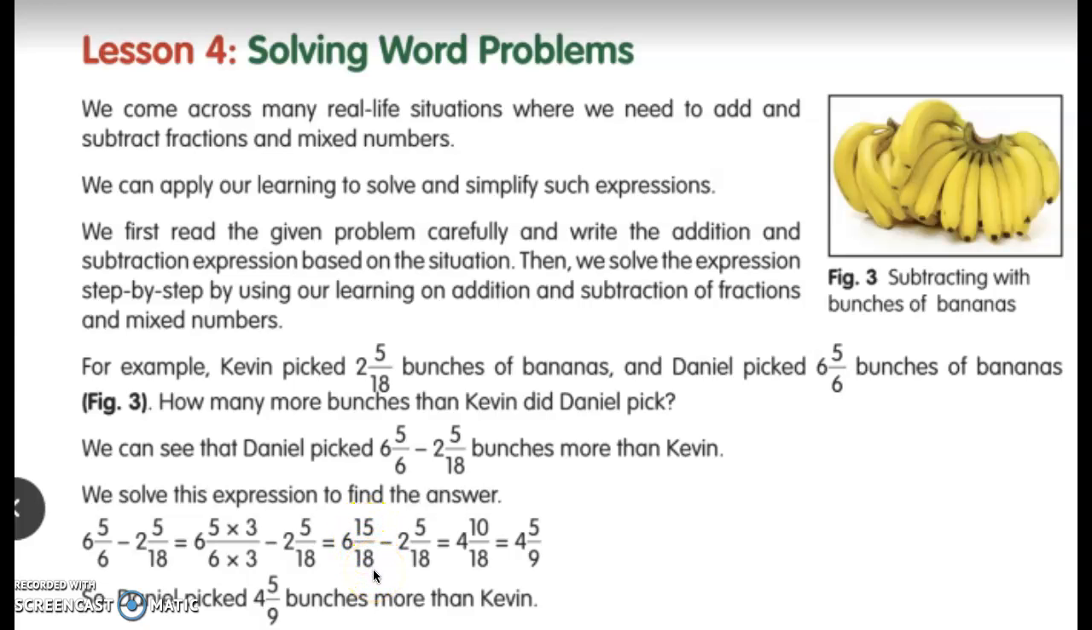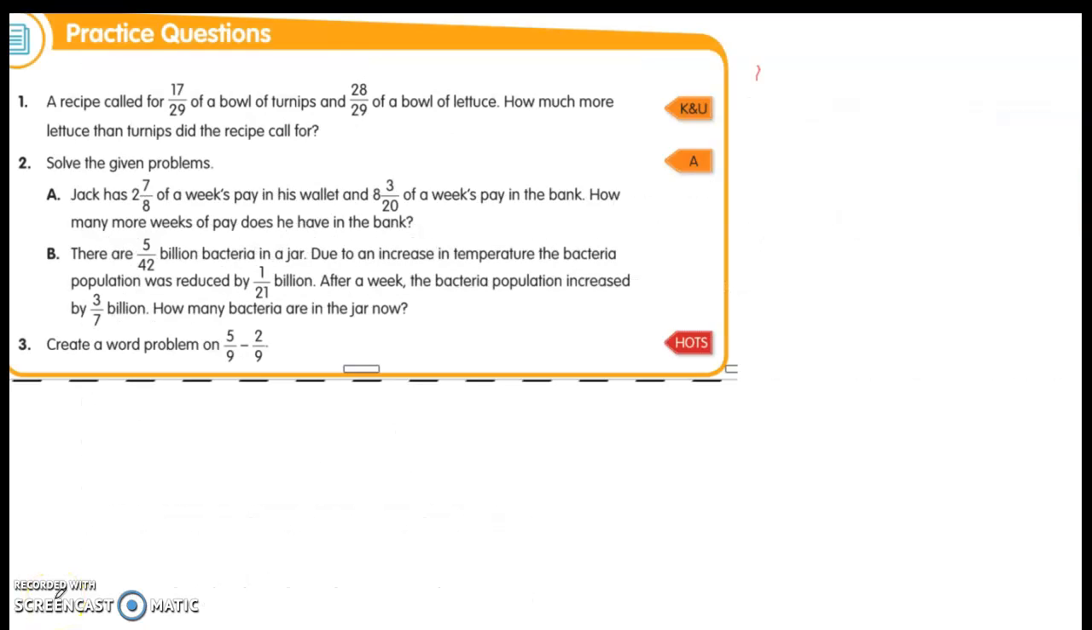So from there we can now subtract 6 minus 2, you'll get 4. So since 15 is higher than 5, we can now subtract 15 minus 5 is 10. 10 over 18, in lowest terms, is 5 over 9. So we have 4 and 5 over 9. So Daniel picked 4 and 5 over 9 bunches more than Kevin. Let us now proceed to practice questions.